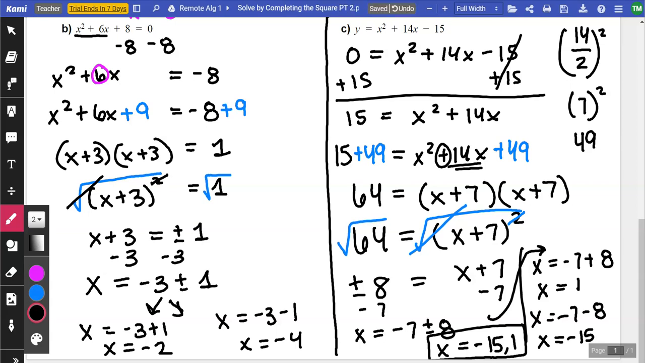And there you have it. And this is our last day of solving by completing the square. Tomorrow we're going to move on to solving using the quadratic formula.